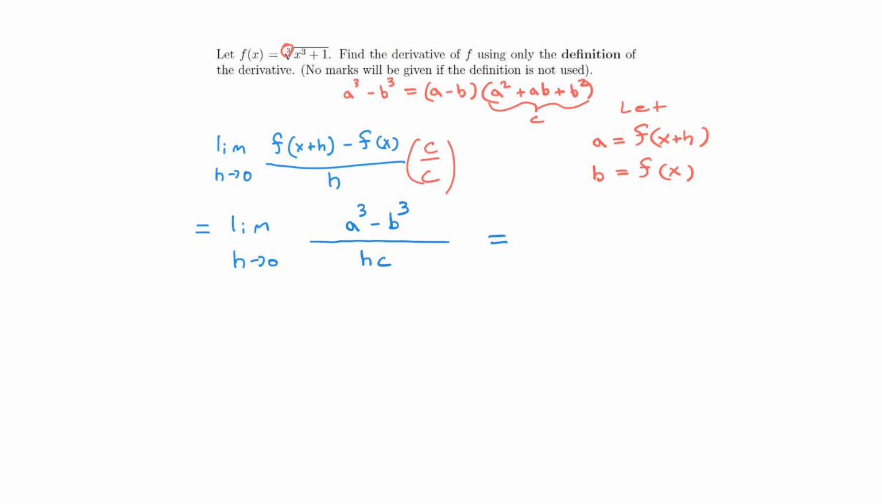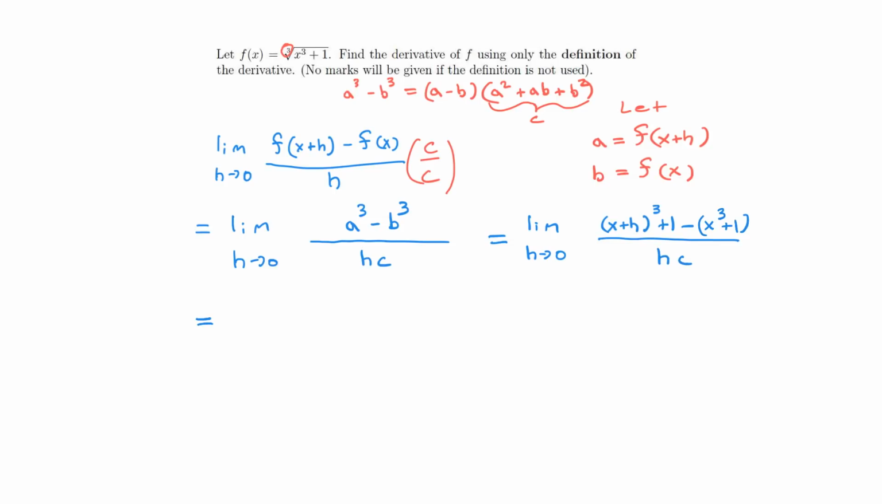Okay, now what happens when we take a cubed and b cubed? Well, if we look at how we defined a and b, we can think about what happens when we cube that. So f of x plus h, well, we'd be plugging x plus h into x, and there's this cube root that we'd be dealing with, and if we're cubing that, all of it just goes away. So on the numerator, we can write that we have x plus h cubed plus 1 minus all of x cubed plus 1. And we still have hc on the bottom.